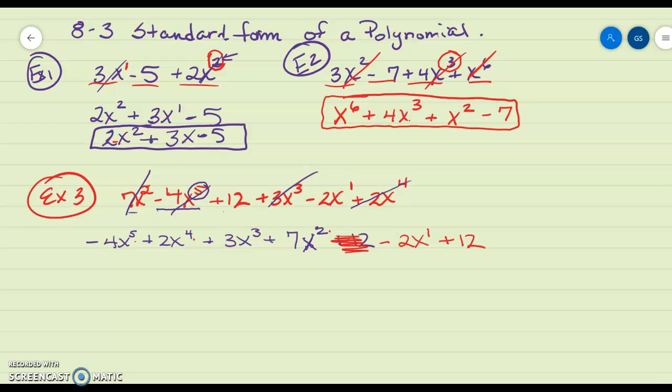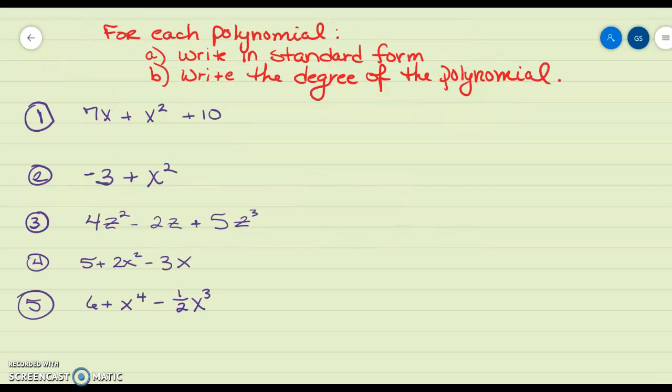So I'm going to give you a few to try on your own, and when you're done with that, come back and you can check your answers, and then you'll be done with this video. So copy these down. You're going to write each of these in standard form and write the degree of the polynomial for each. So 2 things. Okay, for example, the first one, the degree of the polynomial is 2. Standard form, you're just going to write in descending order of exponents, okay? The largest exponent down to a constant. Okay, so good luck. I'll see you tomorrow.